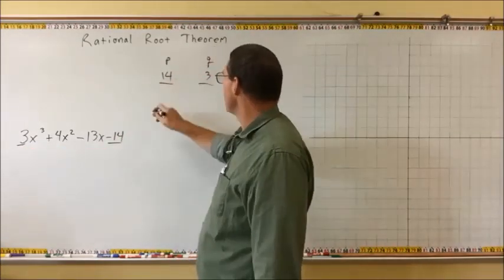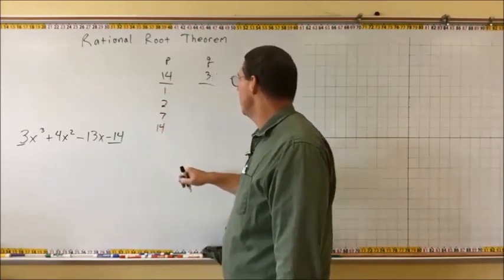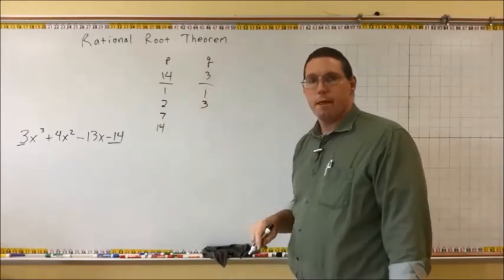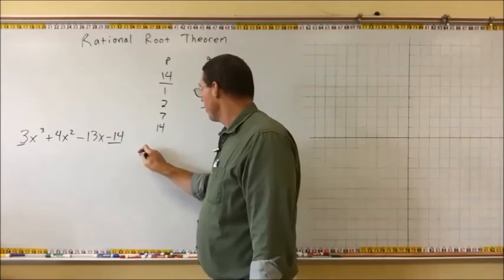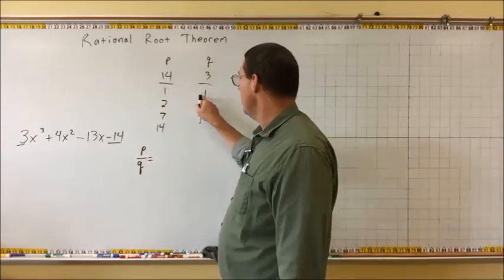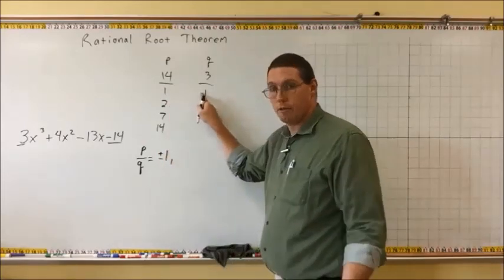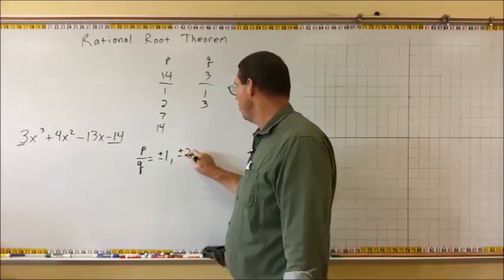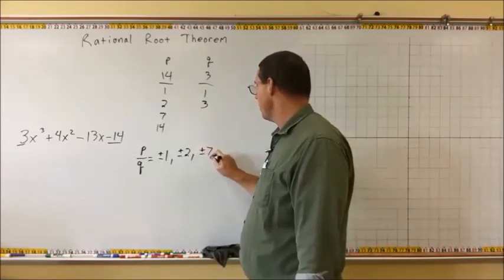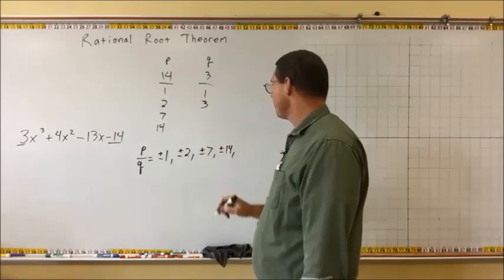Okay, so the factors of 14 are 1, 2, 7, and 14. The factors of 3 are just 1 and 3. And so our P's over Q's are going to be 1 over 1 is 1, so that's plus or minus 1. 2 over 1 is 2, so that's plus or minus 2. 7 over 1, that's 7, so that's plus or minus 7. And then 14 over 1, that's plus or minus 14.